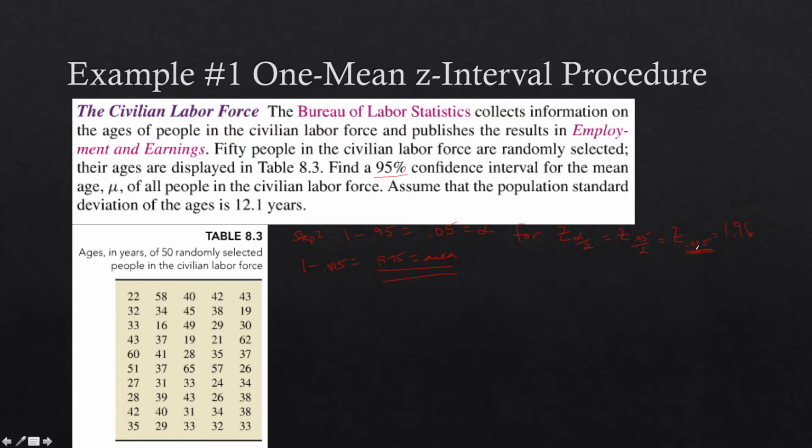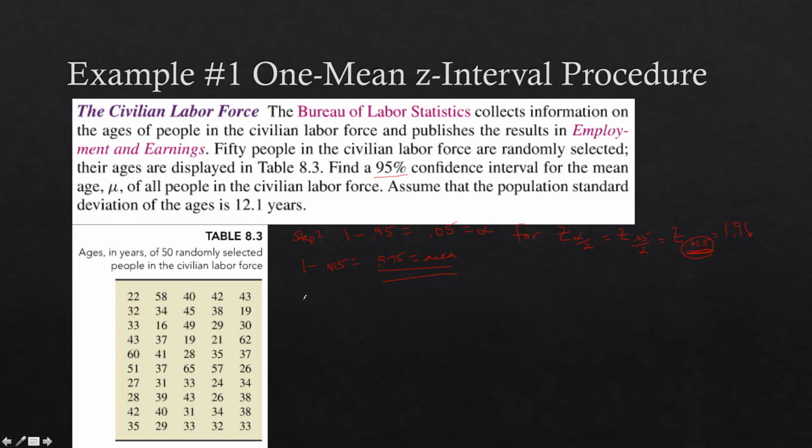So remember, you have to subtract this right here from 1 to get the area to the left, because that's how it's read in the tables. This circled part here means area to the right. So 1.96 is the z-score with 0.025 area to the right under the normal curve, okay? So use that to get your 1.96, just like we did in Chapter 6, okay?